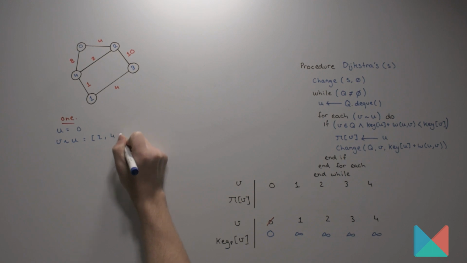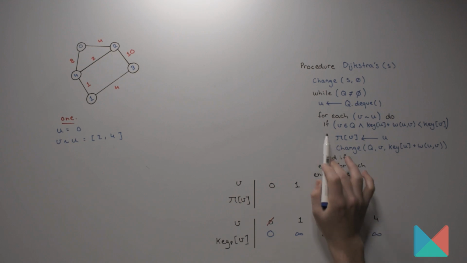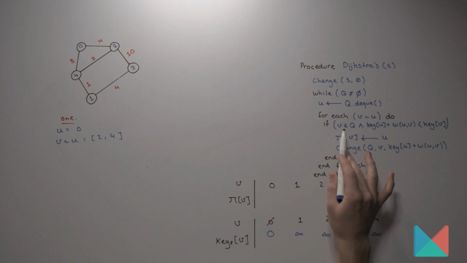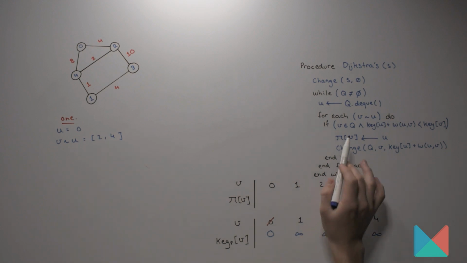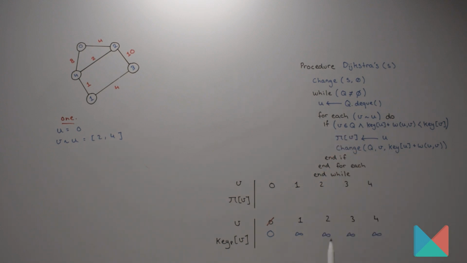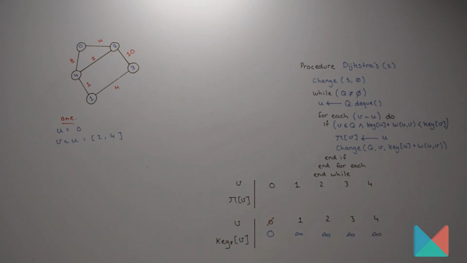So we have 2 and 4. And now before manipulating our parent array and our heap, we need to satisfy this if condition. This if condition states that v has to be in the heap. So let's consider our neighbor v being 2 for this case. We need to check, is 2 still in the heap? Yes, it hasn't been popped off, right? So 2 is still in the heap, and we need to make sure that this inequality holds.